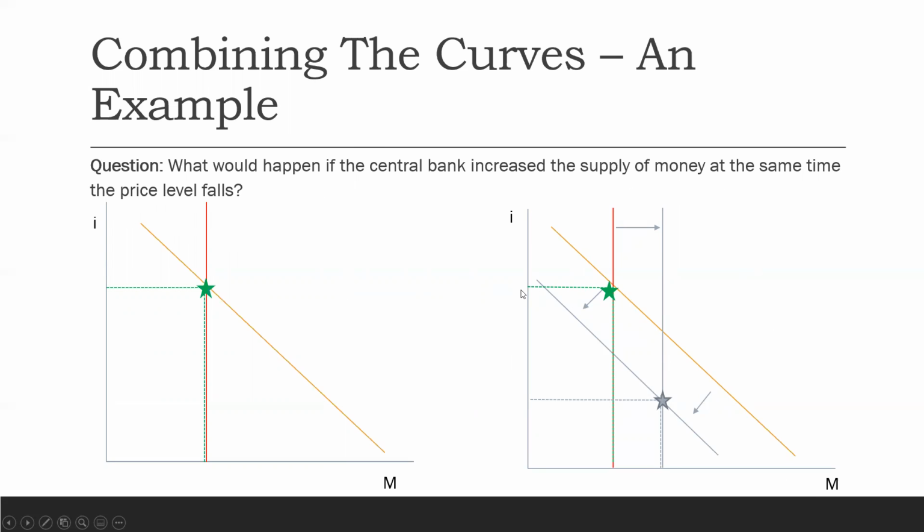So as we can see, the equilibrium interest rate has gone from up here to down here. So the answer to this question is, if the central bank increases the supply of money at the same time that the price level falls, we will get a decrease in the interest rate.